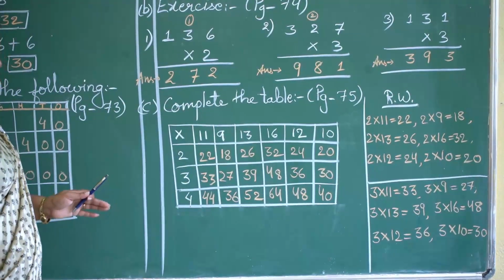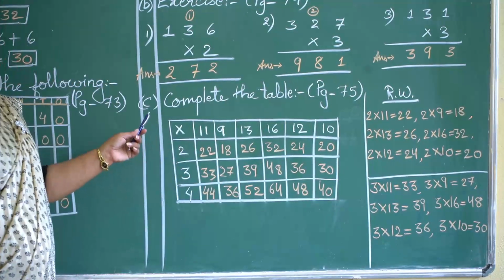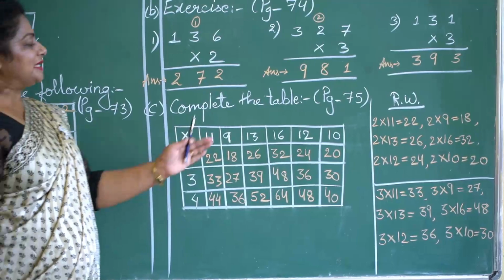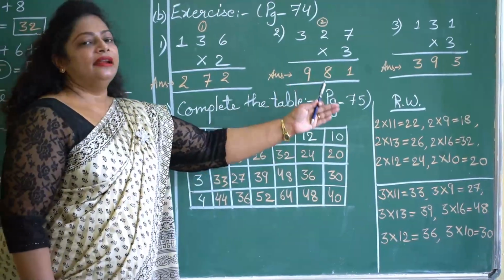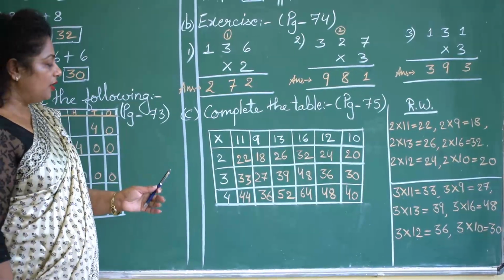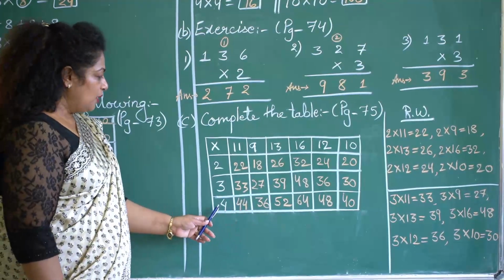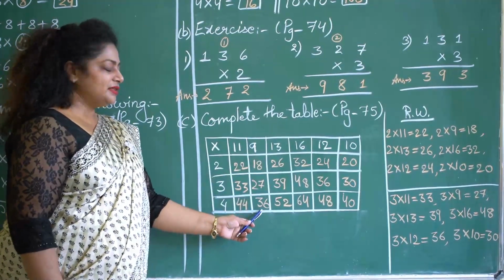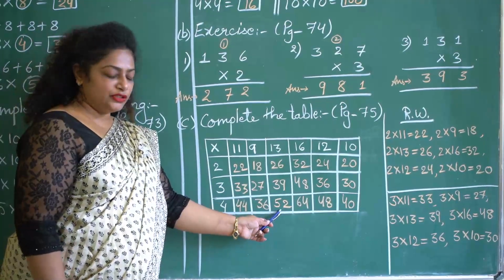In the same way, we will multiply 4 with all these numbers given up over here, and by following the same process, multiplying it one by one in the rough column, we will write the answers. So the answers we got are: 4 multiplied by 11 will give you the answer 44. 4 multiplied by 9 will give you the answer 36. 4 multiplied by 13 will give you the answer 52.